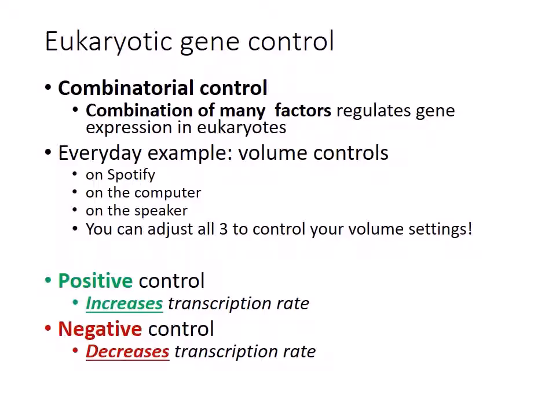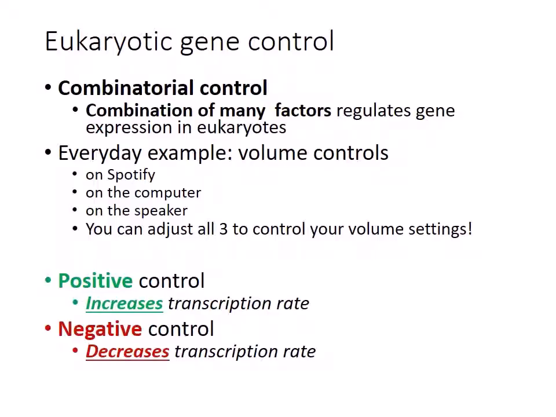So eukaryotic organisms can also control their genes. We say that eukaryotic gene control is combinatorial, meaning a combination of many factors regulate gene expression. So kind of an everyday example of that is volume control on your computer. If you have a desktop computer and you're listening to music on Spotify, you've got the volume control on Spotify, or Pandora if you'd rather, right? And then you've got the volume control on the computer itself and then on the speaker. So you've got 3 ways to control your volume settings.